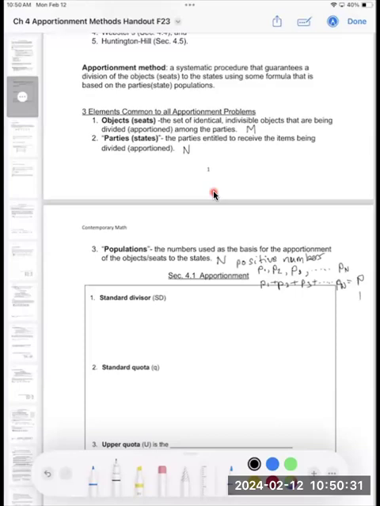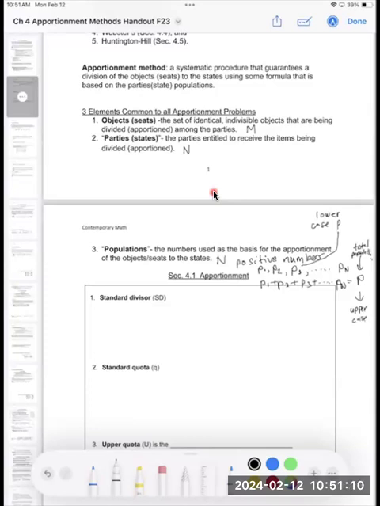I'm just going to emphasize this, these are lowercase p's, because that is a difference. It helps you recognize there's a lowercase p. And here, this is an uppercase P, the total population in all of the states, also called the total population. It's an uppercase P that they like to use.